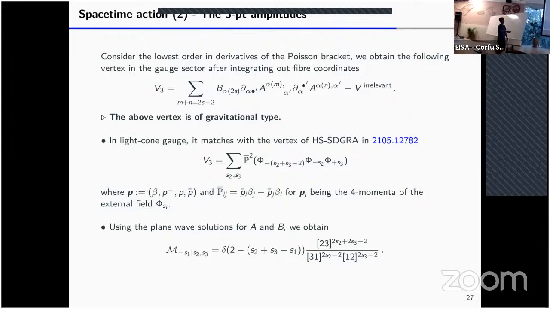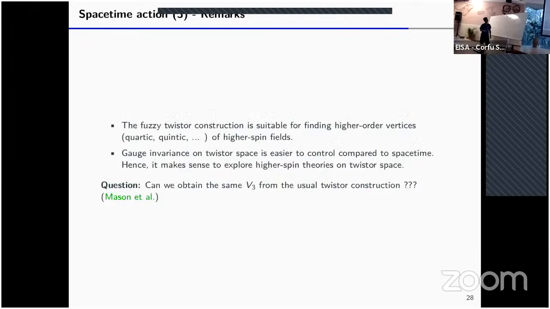And then you can compute the three-point scattering amplitude, assuming that we have complex momenta, and this is the result. Okay, so here are the remarks on what I just said.